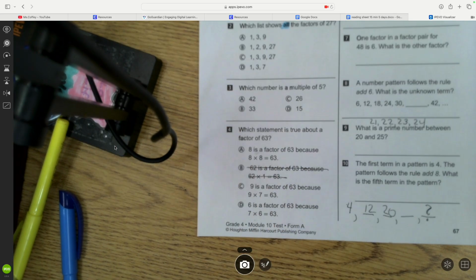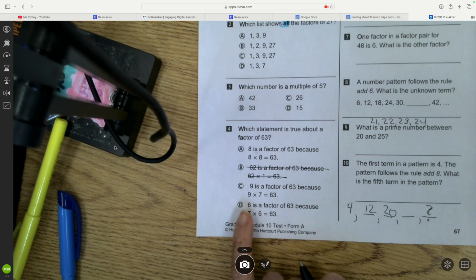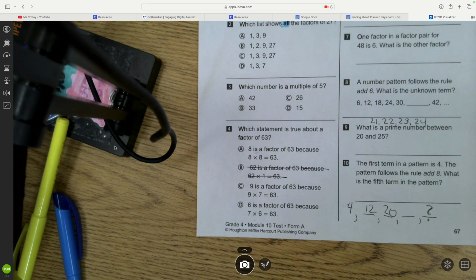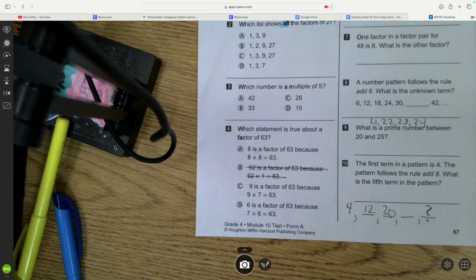C, 9 is a factor of 63 because 9 times 7 equals 63. Or D, 6 is a factor of 63 because 7 times 6 equals 63. Okay? So both parts need to be true, the statement and the equation, okay?